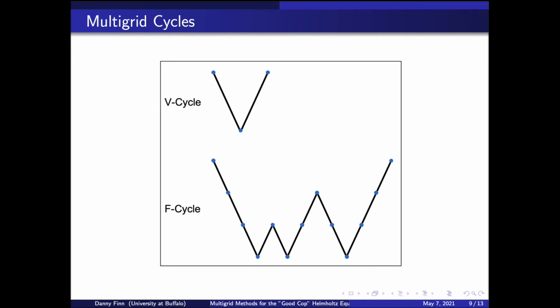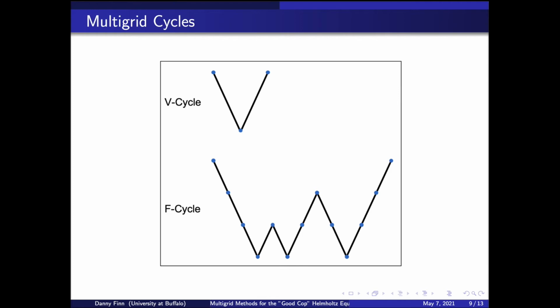And there are 2 specific ones that we're going to use in our test runs in this presentation. The first one is a V cycle, which is the most basic type of multigrid cycle. Basically, these lines represent going between different levels of mesh refinement. The V cycle starts at your finest mesh, goes down to your coarse mesh, and then back up to your fine mesh, which is the basic multigrid cycle.